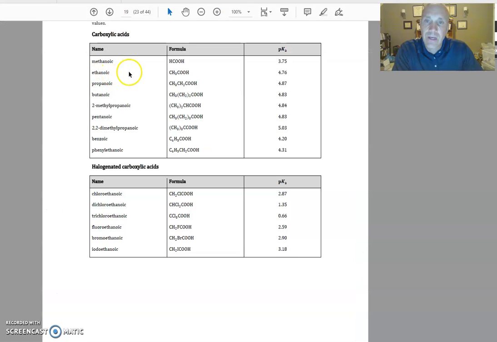And that is by recognizing that it's in the data booklet under carboxylic acids, and they give a pKa for it. So anything that has a pKa from, I guess, 0.66 and higher is going to be a weak acid. Notice you don't have any strong acids in this list right here. So again, this one entry right here, this is the formula we're talking about. That's ethanoic acid, and this is its pKa.